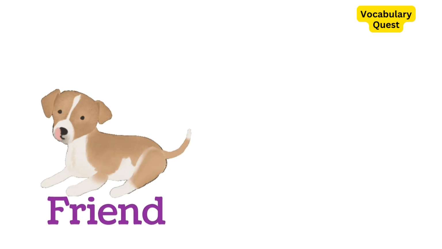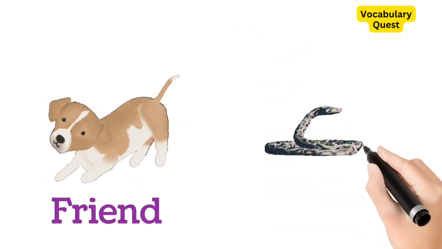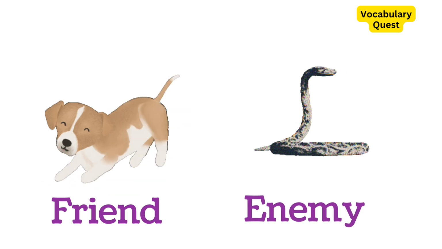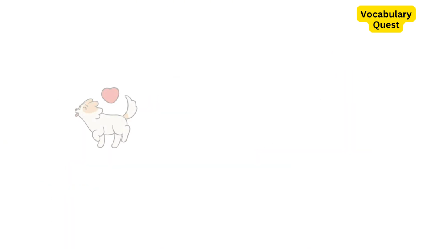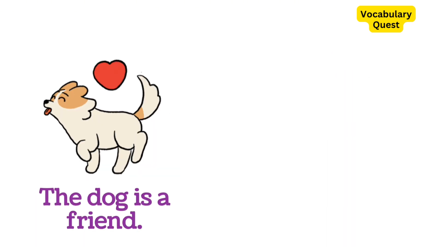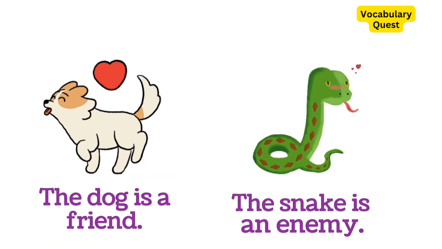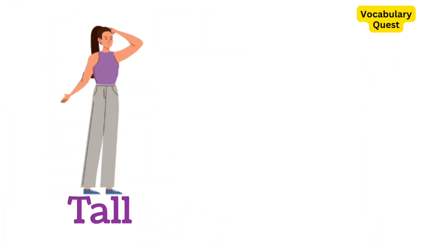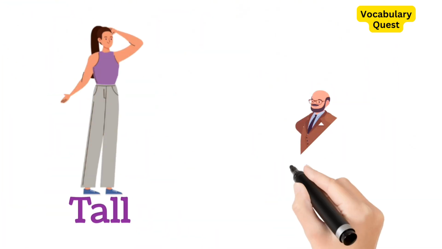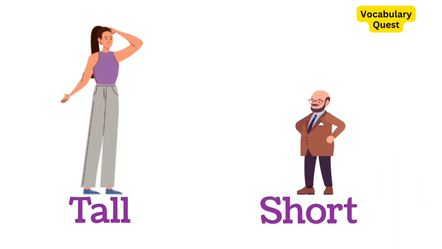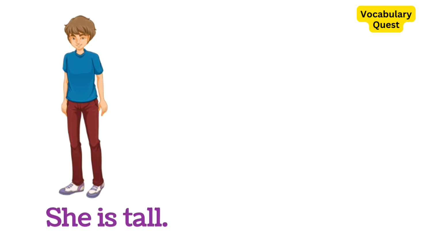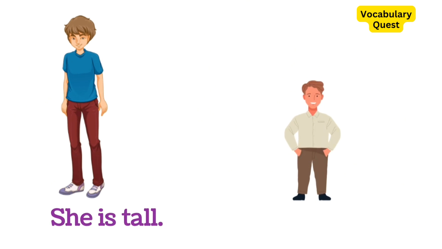Friend, enemy. The dog is a friend. The snake is an enemy. Tall, short. She is tall. He is short.